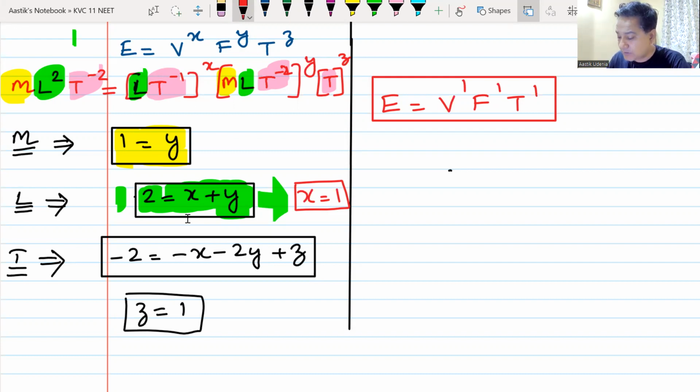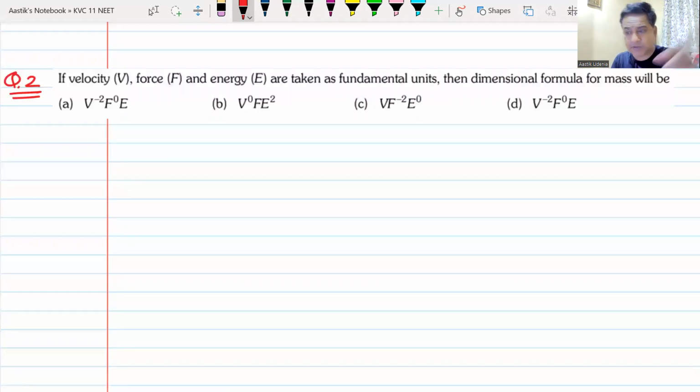So here comes another question on similar lines. Here comes another question for you, my dear friends, on your screen right now. Similar question. All questions are similar.